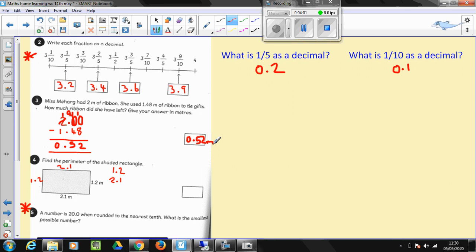For question 4, it asks us to find the perimeter. Because it's a rectangle, we know if this side is 1.2, this side is also 1.2. And if this side is 2.1, this side is also 2.1. I could write 1.2, add 2.1, add 1.2, add 2.1. Is there a more efficient way of solving that one though? I think I'm going to do 1.2, add 2.1, and double it, because I know I've got 2 lots of that. So let's have a look. I have 3.3. 3.3 doubled is 6.6. That was really easy.